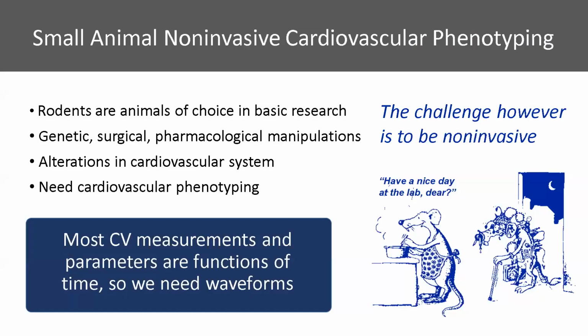So we all know that rodents, specifically mice, are the animals of choice in basic research because of ease of genetic, surgical, and pharmacological manipulations. And all these alter the cardiovascular system. To study these alterations, we need to phenotype these animals. But most cardiovascular measurements and parameters are functions of time, so we need waveforms. And the challenge is to be non-invasive so that we can serially follow these animals throughout their lifespan.